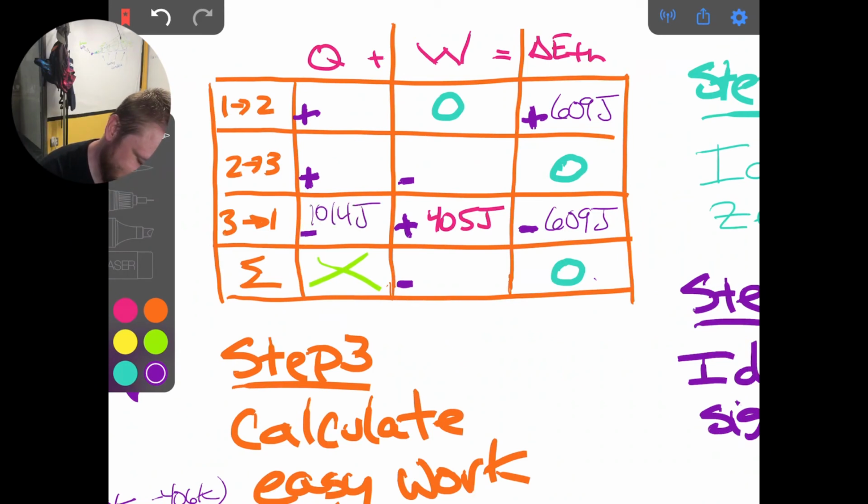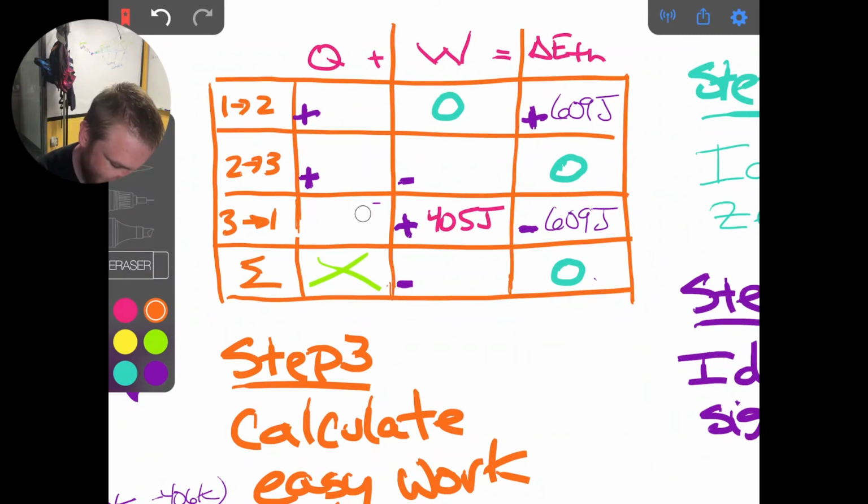So 1014, minus negative 1014. 405 joules minus 1014 joules is equal to negative 609 joules. That's correct. And note that we're saved here by the fact that we pre-did the signs, right? So many opportunities to screw up the signs here in terms of what is the sign of Q and what is the sign of delta E thermal in each of these. And since we did the signs ahead of time, we're avoiding those pitfalls.